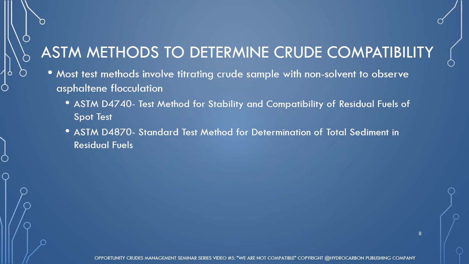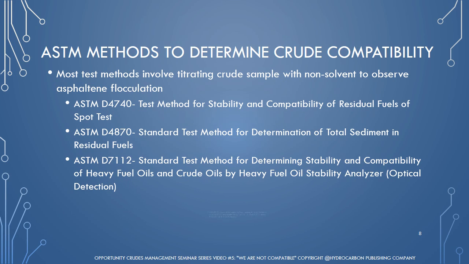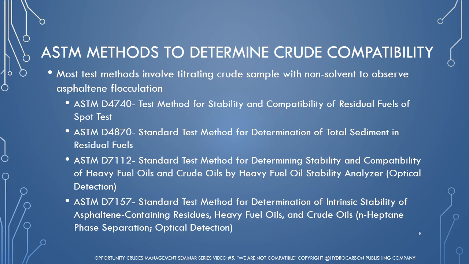Additionally, for a crude that does not contain asphaltenes, the solubility number may be determined by blending the crude with a reference oil that does contain asphaltenes and then adding n-heptane until asphaltene precipitation occurs. ASTM D7112 and ASTM D7157 are two automated instrumental test methods that determine compatibility and stability.